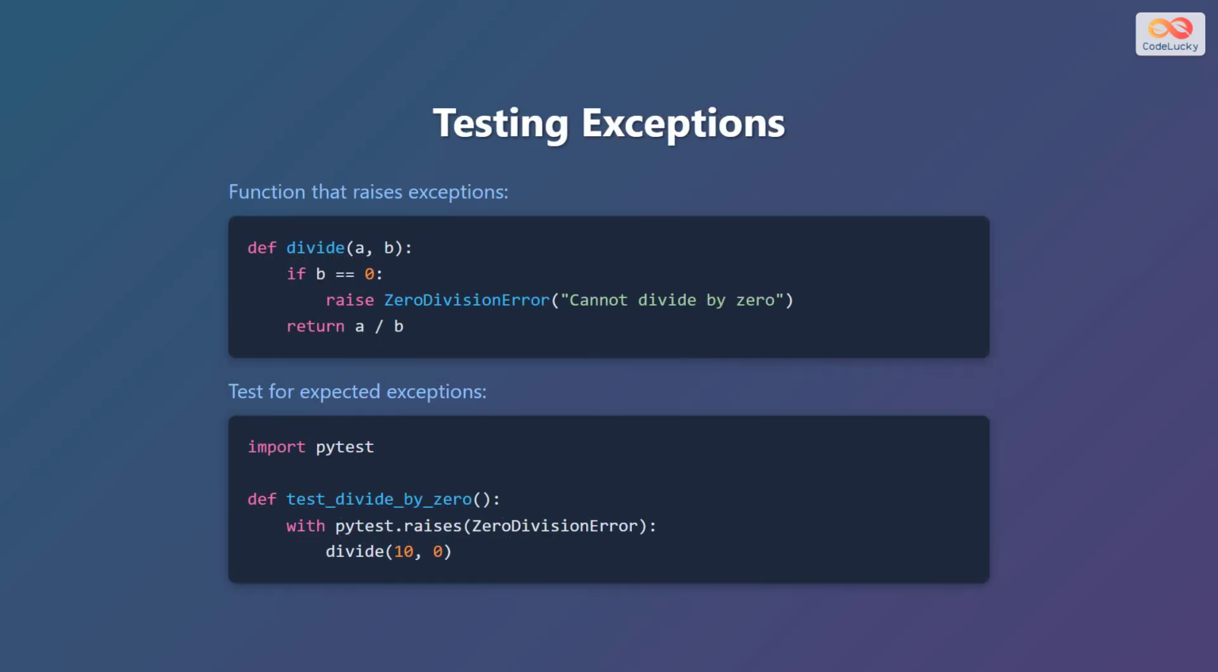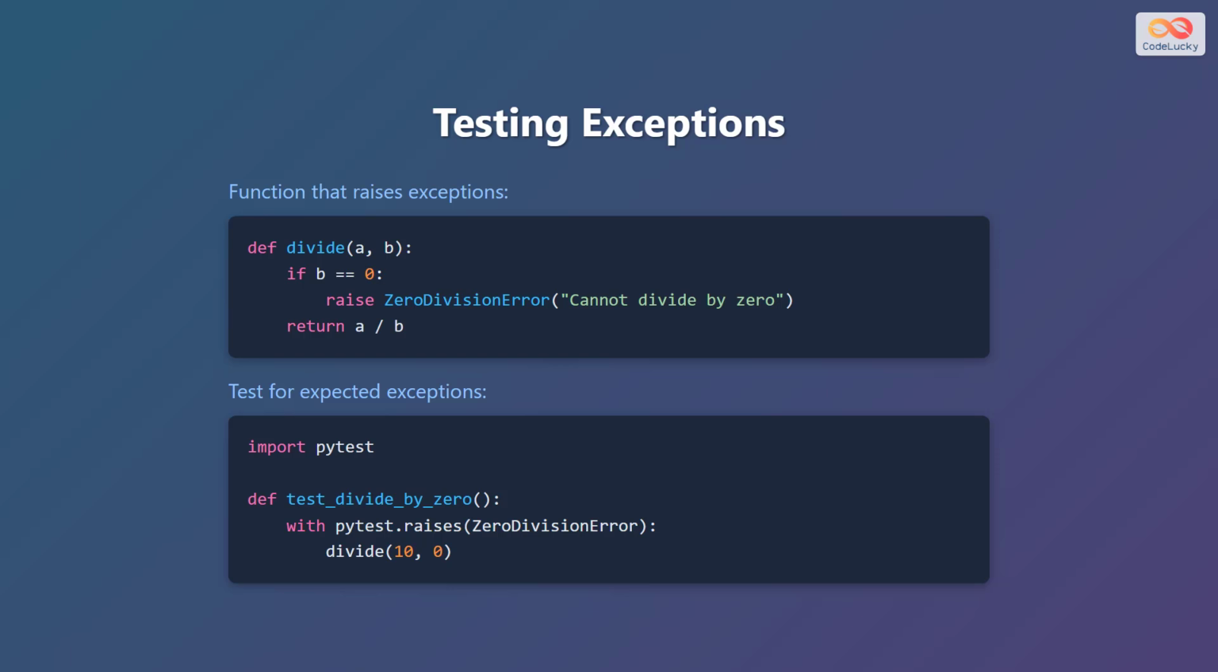Let us see how to test exceptions. We will start by creating a function that raises exceptions. The function is called divide, which takes two arguments, a and b. If b is equal to 0, it raises a ZeroDivisionError with the message "cannot divide by 0", otherwise, it returns a divided by b.